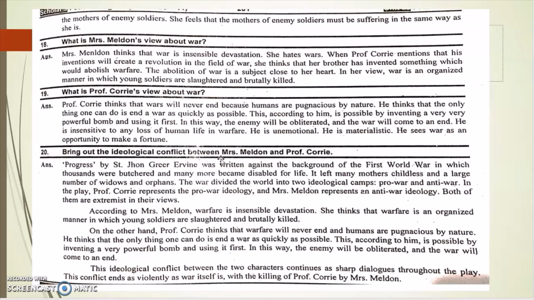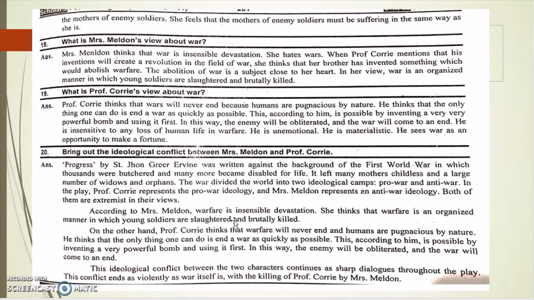Bring out the ideological conflict between Mrs. Meldon and Professor Corey. I think this has been answered previously under the title of what was the main conflict. But just to go through it again, it's in the backdrop of war. Professor Corey represents the pro-war ideology. Pro means in favor of war ideology, and Mrs. Meldon presents an anti-war ideology, so she is against it. Both of them are extremists in their views.